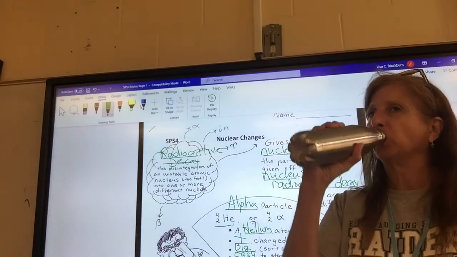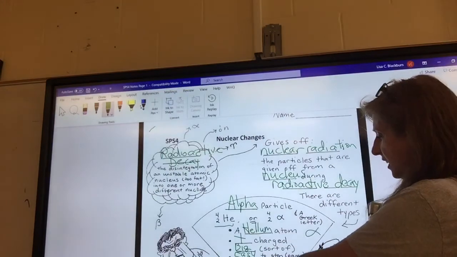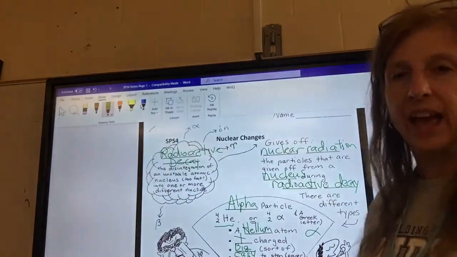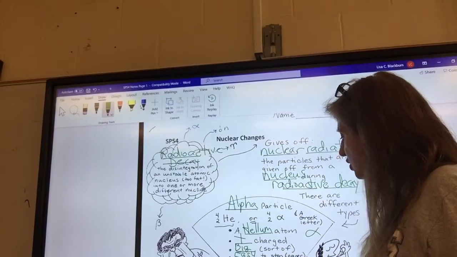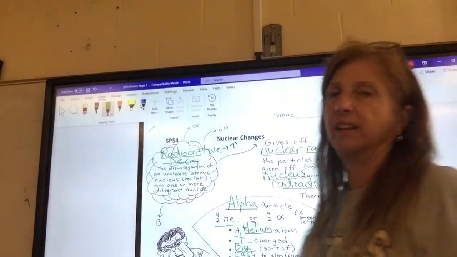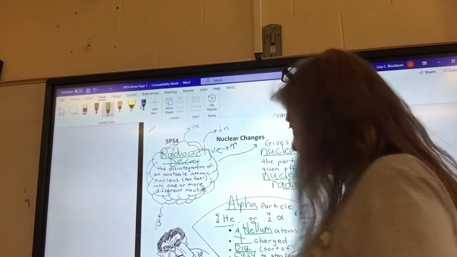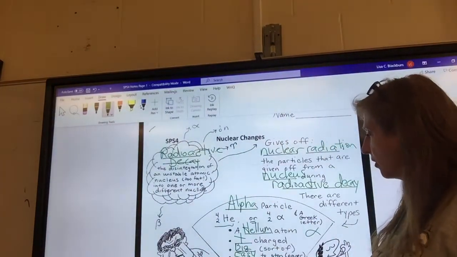Yes, Peyton? And this one, what's the very last one? That's the atomic mass. Change. It changes the atomic mass. That when you have alpha decay, the atomic mass of the original atom will change. It changes, I guess I should say. Better grammar. You don't say change atomic mass, you say changes atomic mass. Okay, so that is our alpha particle.